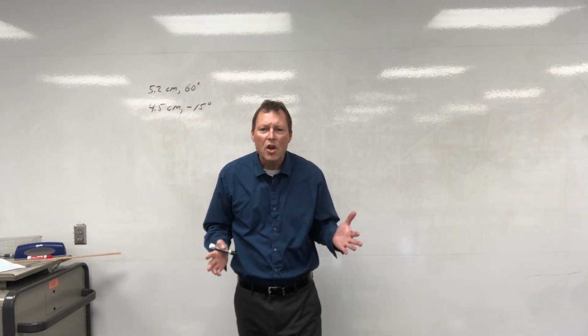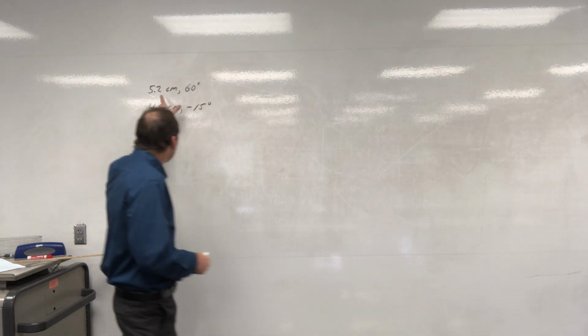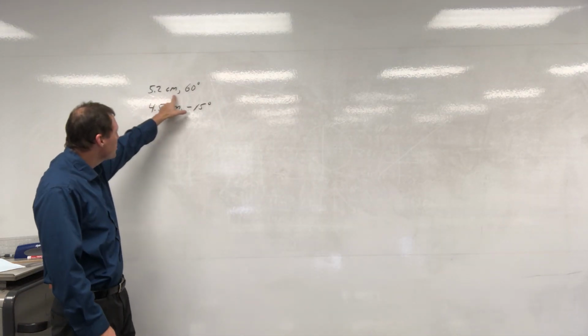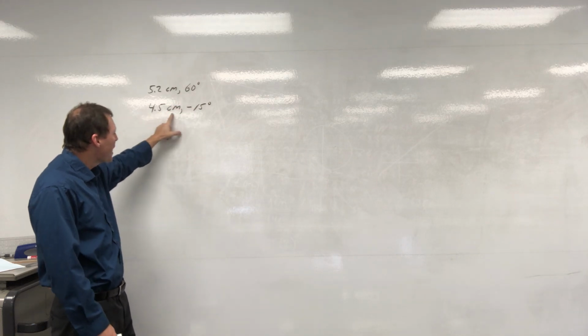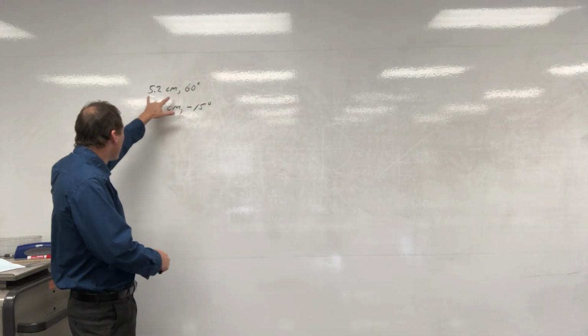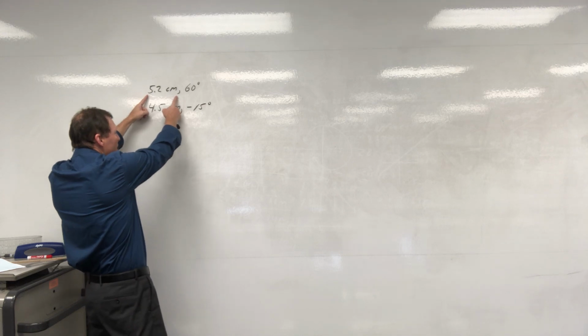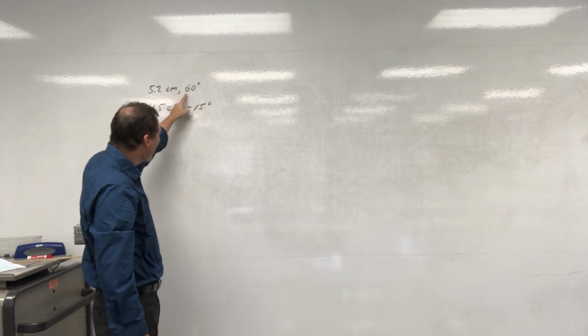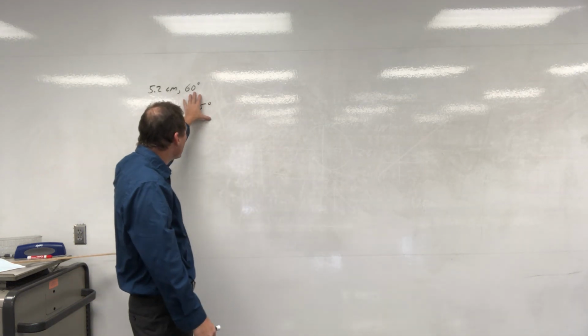Let's go ahead and solve another vector addition problem. This time, we're going to add 5.2 centimeters at 60 degrees and 4.5 centimeters at negative 15 degrees. And if we remember, the length of our arrow represents the magnitude, and the direction of our arrow represents the angle.